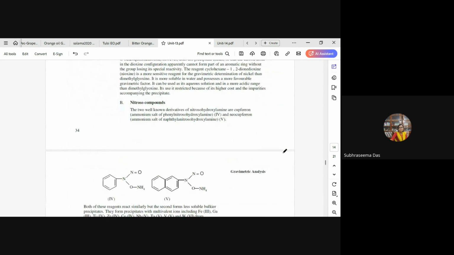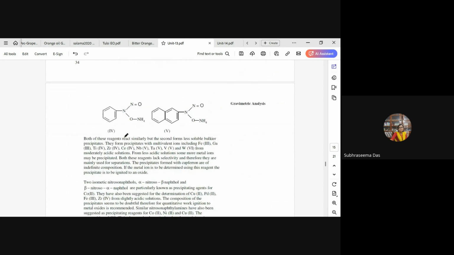Then coming to different nitroso compounds. There are two well-known derivatives of nitrosohydroxylamine, that are cupferron and neocupferron. Cupferron is the ammonium salt of phenyl nitrosohydroxylamine, and neocupferron is the ammonium salt of naphthyl nitrosohydroxylamine.